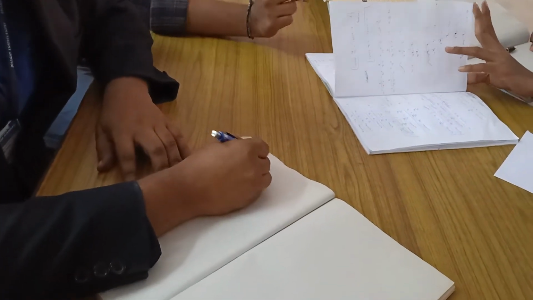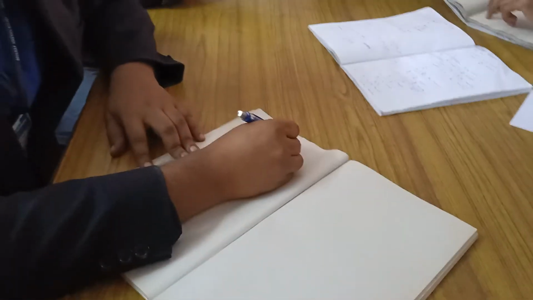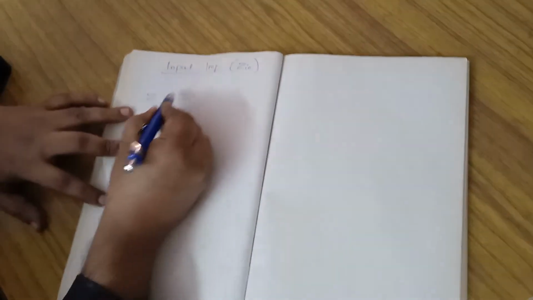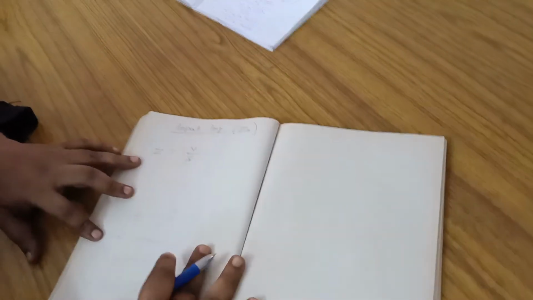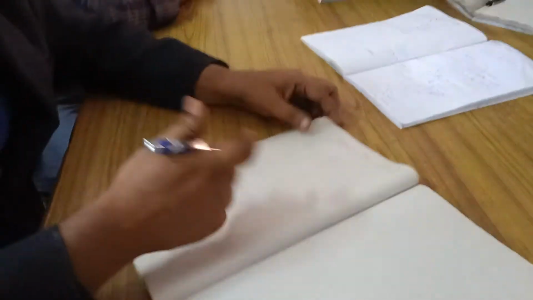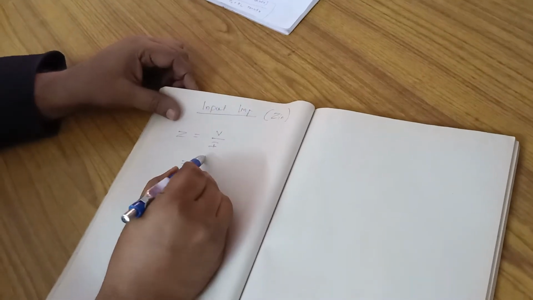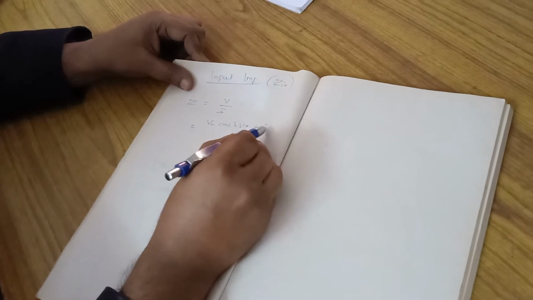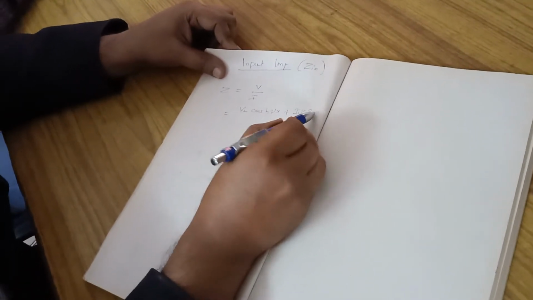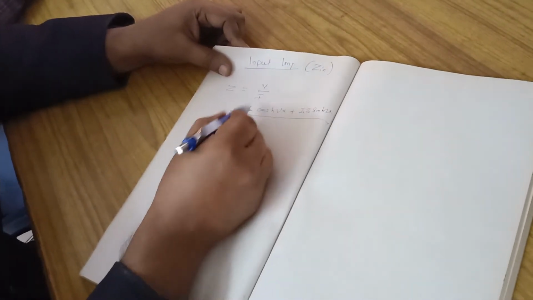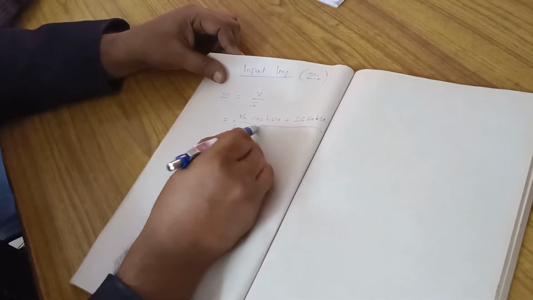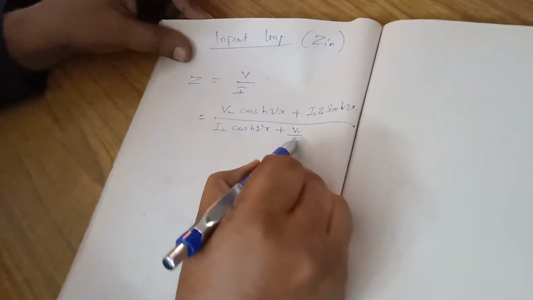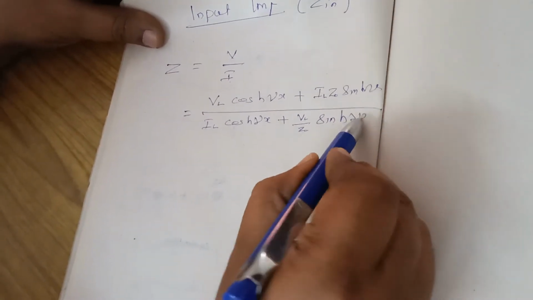Second important question in Unit 4, input impedance. Input impedance Zin equals V by I. Just now we derived V and I, so here we substitute them. What is the V value? V equals VL cosh(γx) plus IL Z0 sinh(γx), divided by IL cosh(γx) plus VL divided by Z0 into sinh(γx).